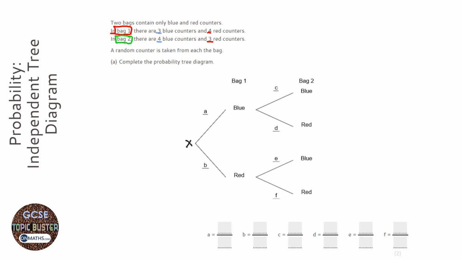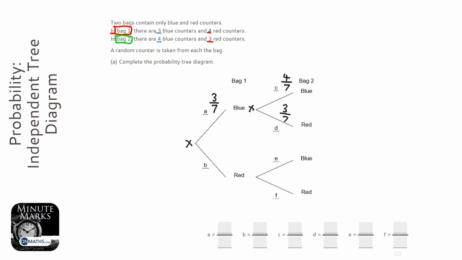What's the probability I pick a blue? Well, there are 3 blues and 4 reds, so 7 in total. So we move on. We've picked a blue from bag 1, so we're currently here, and we look at bag 2. Well, in bag 2 there are 4 blue counters and 7 in total. Let's go back a little bit. Let's go back to if we picked a blue in bag 1. Well, we could have picked a red in bag 2. So there are 3 reds and 7 in total.